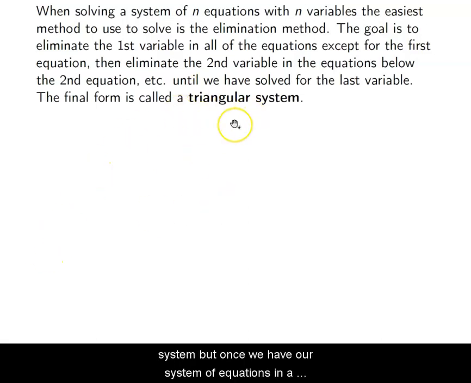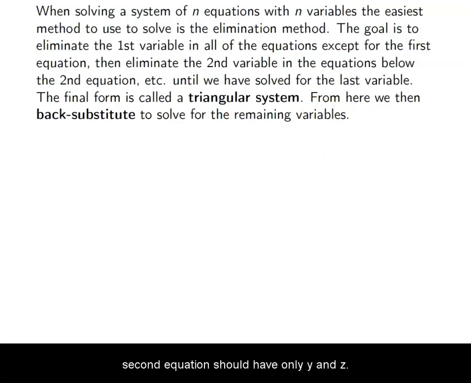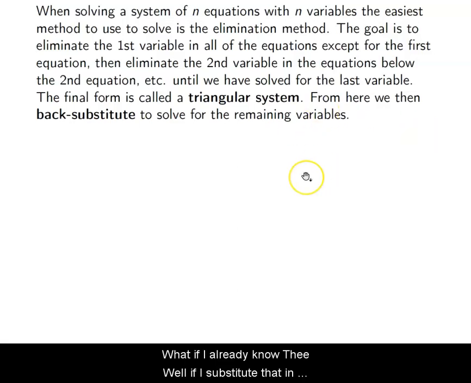Once we have our system of equations in triangular form, it's really easy to finish solving. What we do is called back substitution. I take the one variable that I know, go backwards up one equation, and substitute it into that equation. Remember, my second equation should have only y and z in it. If I already know z and I substitute that in, then I can solve for y. Then I take my y and my z, substitute them backwards into the first equation, and I can solve for x. So I'm trying to get this to look sort of like a ladder, right? It's in a triangular form, and then I just back substitute.